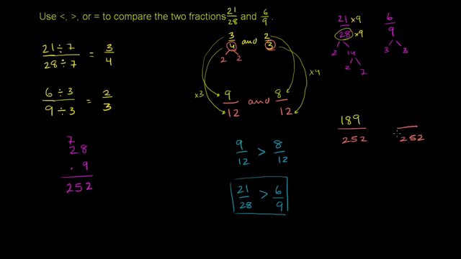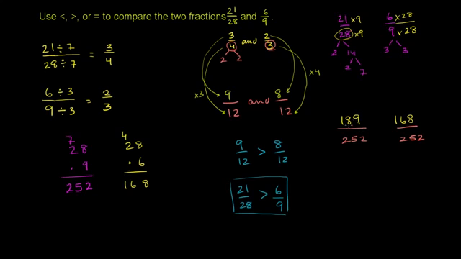To go from 9 to 252, we had to multiply by 28. So we also have to multiply the numerator by 28 if we don't want to change the value of the fraction. So 6 times 28: 6 times 20 is 120, 6 times 8 is 48, so we get 168. Let me write that out just to make sure I didn't make a mistake. 8 times 6 is 48. 2 times 6 is 12, plus 4 is 16. So right, 168.